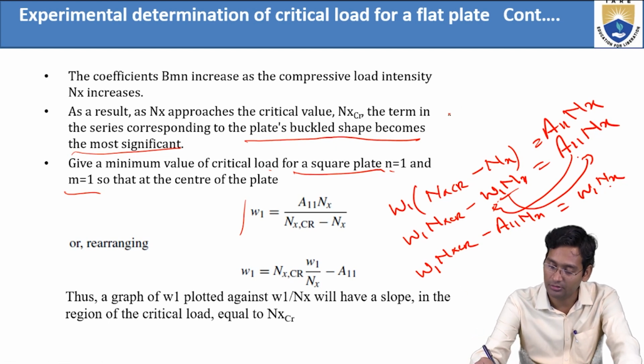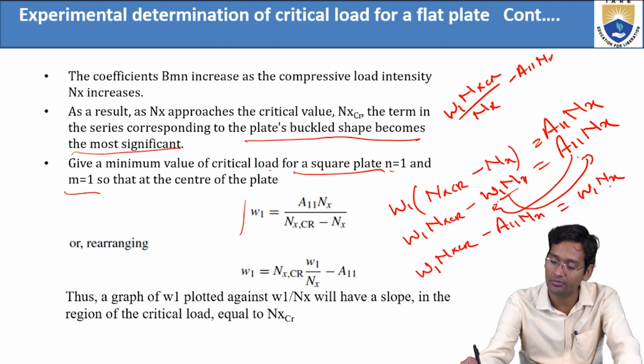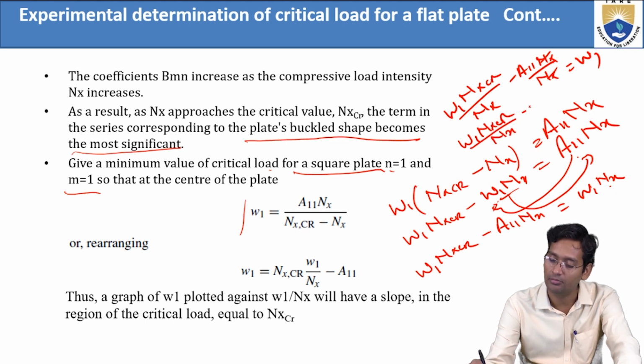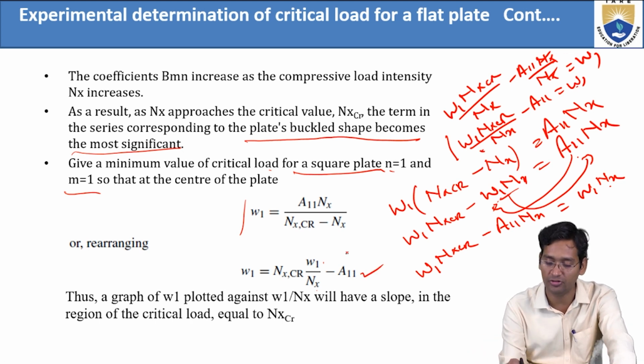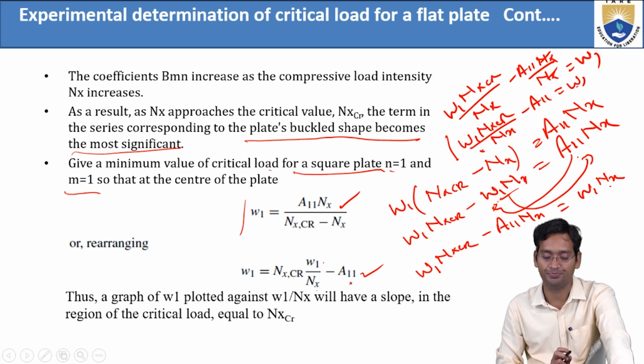So after that, what will we get? W1 Nx,cr by Nx minus A11 Nx by Nx equals W1. So Nx and Nx cancel. So from here what we get: W1 Nx,cr by Nx minus A11 equals W1. So now just say this one: W1 equals Nx,cr times W1 by Nx minus A11. So this is the simplified form of this one.